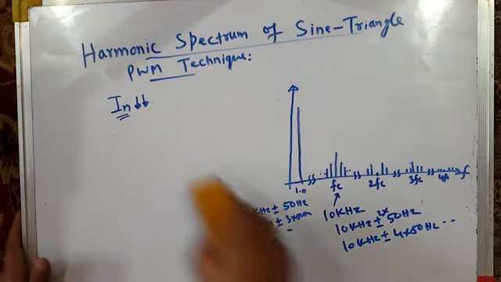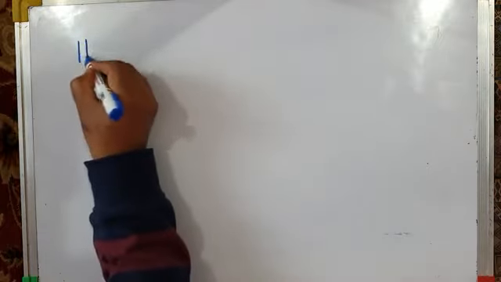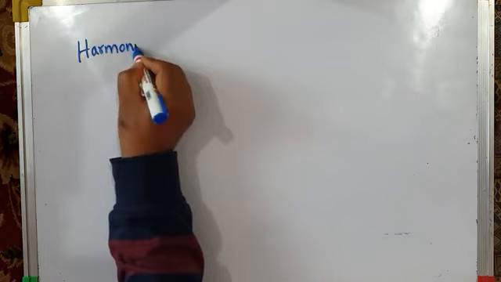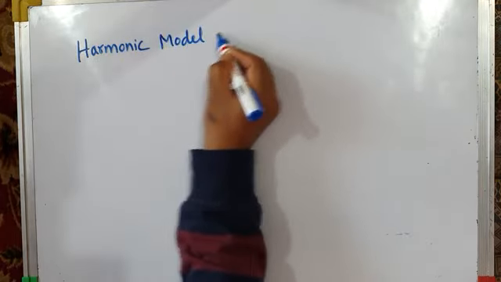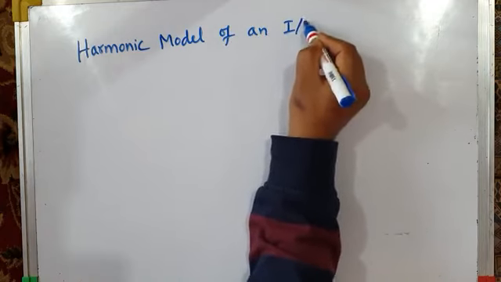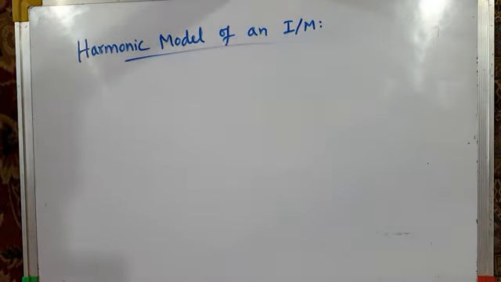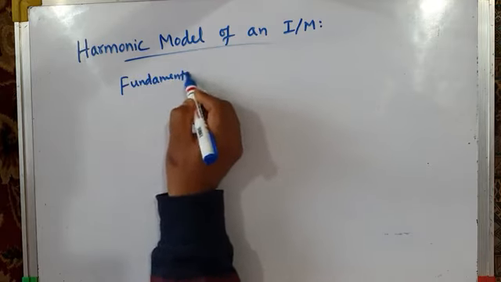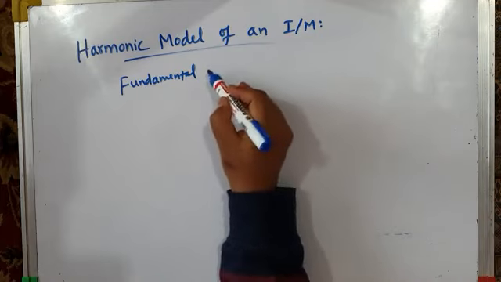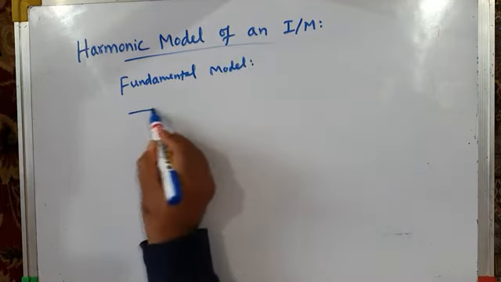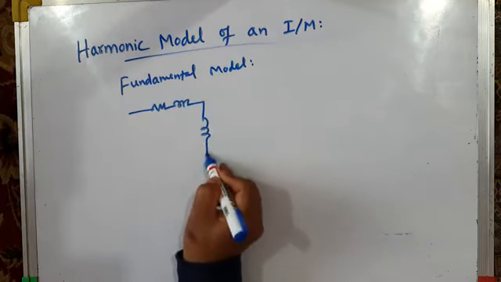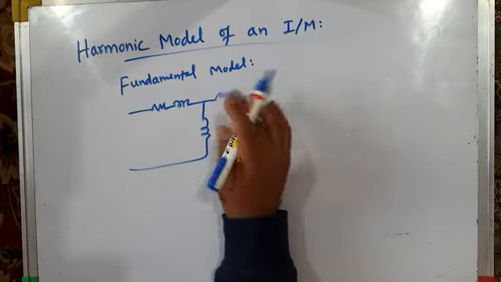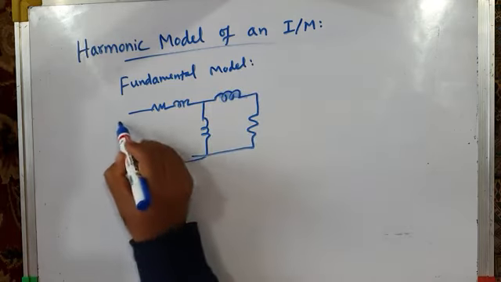Okay, to understand it in a better way, we will try to draw the harmonic model of an induction motor. First of all, it has fundamental model, and then it has harmonic model. For example, if you draw fundamental model, meaning model of induction motor when 50 Hertz fundamental component is applied to it, fundamental model will be something like this. This is the fundamental model.